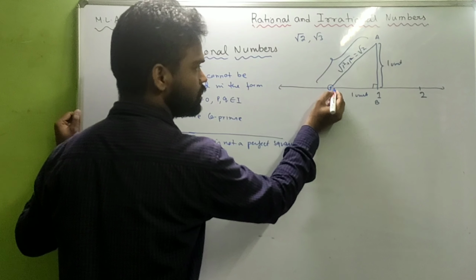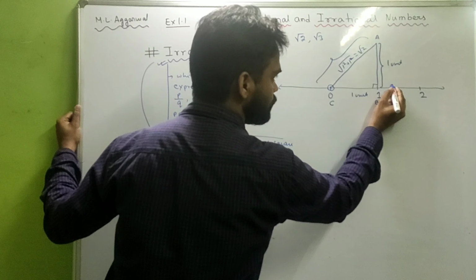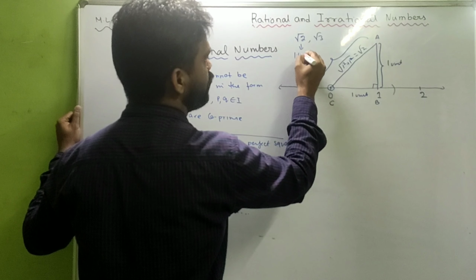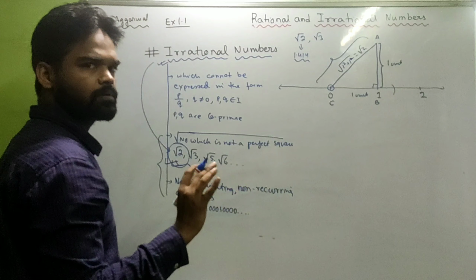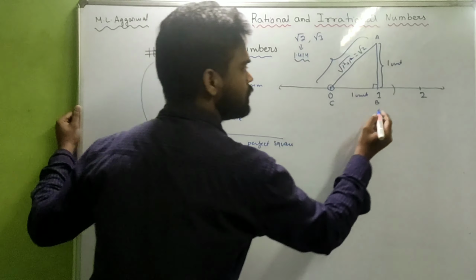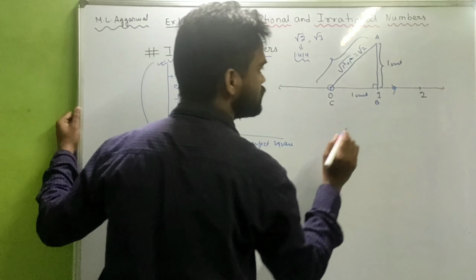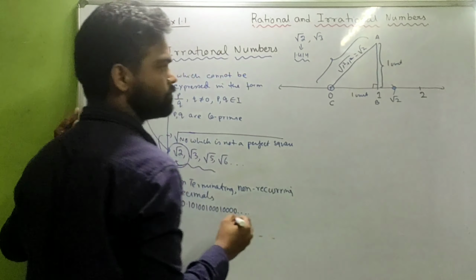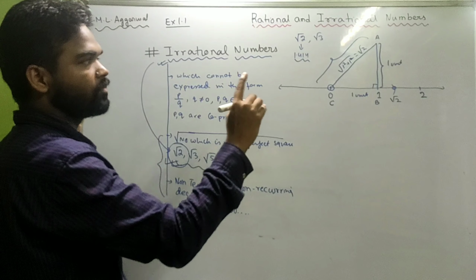Place your compass over here and cut an arc. See, root 2 is 1.414 roughly, close value. It goes on, okay? So over here somewhere you'll get root 2.